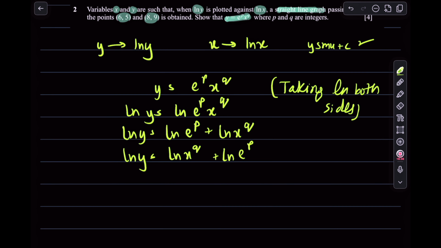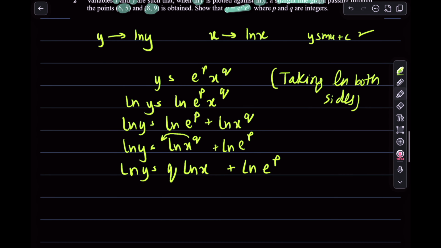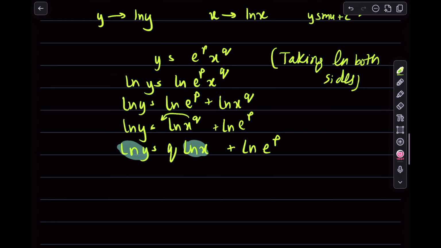Okay, so let's apply the power rule, and now my x term is clearly expressed: ln e to the power of p. I can see that my ln y and my ln x are both clearly expressed, and my y term is already isolated on one side of the equation, just as in y is equal to mx plus c. And now I can equate my equation with a straight line graph.